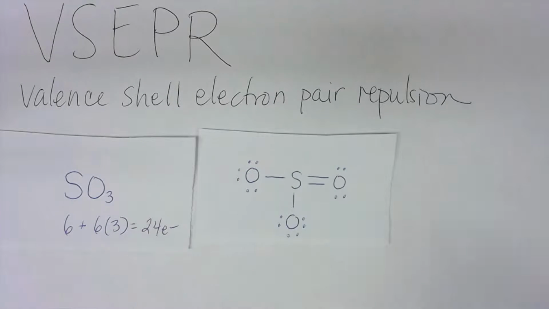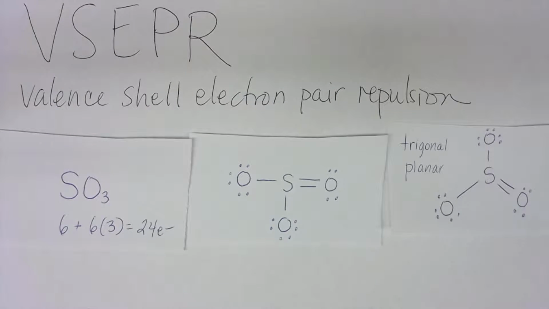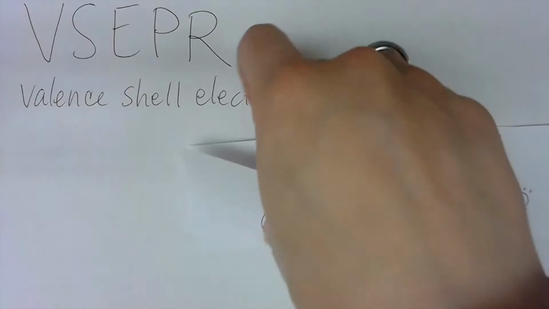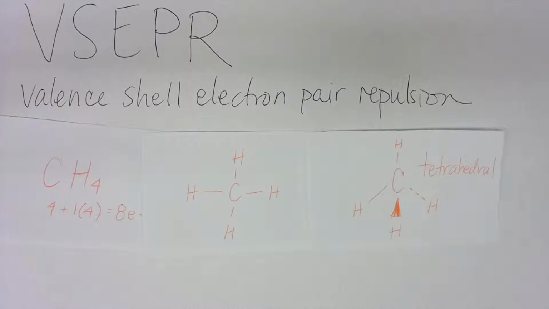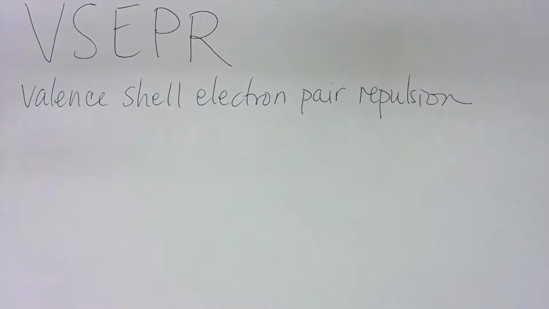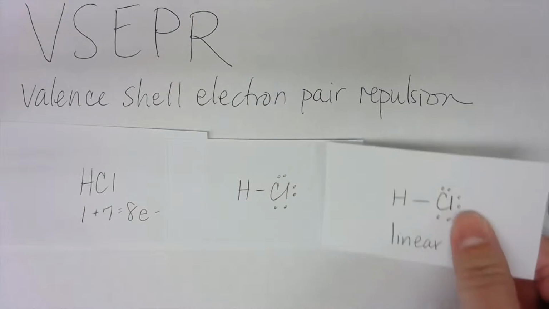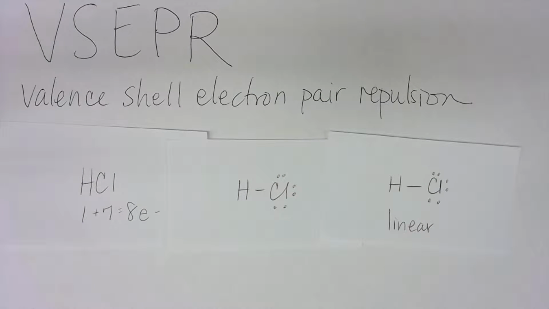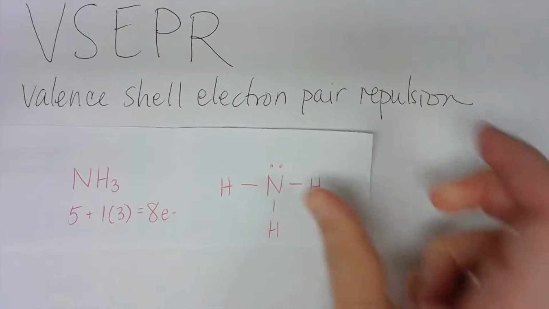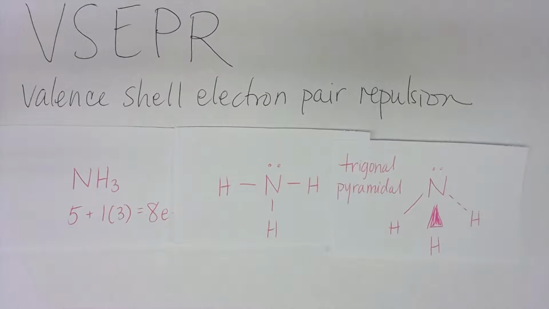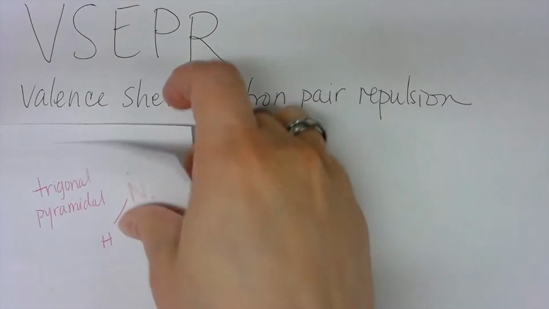SO3, 3 bonds, no lone pairs, they will repel to form trigonal planar. CH4, they all will repel to form a tetrahedral shape. HCl, 2 atoms, it'll just be a linear shape. NH3, 3 atoms, 1 lone pair, trigonal pyramidal.